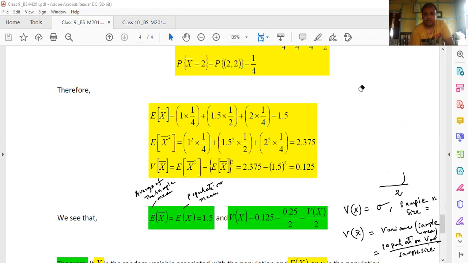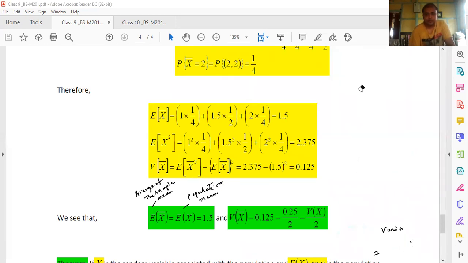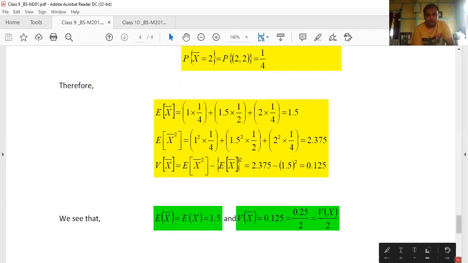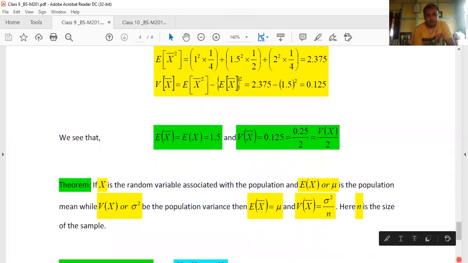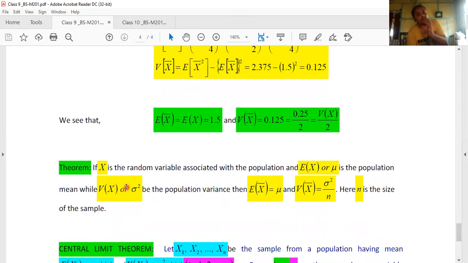The theorem has no special name. It is the ultimate assimilated result of what we have got for a particular specific problem. The theorem says, if capital X is the random variable associated with the population and EX or mu is the population mean, while VX or sigma squared is the population variance, then EX bar equals mu and VX bar equals sigma squared by N, where N is the size of the sample.